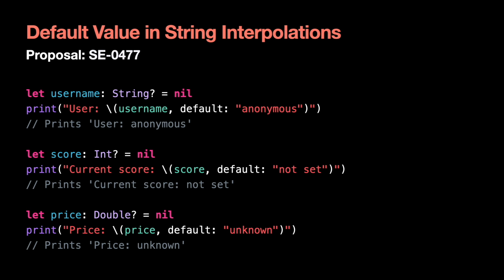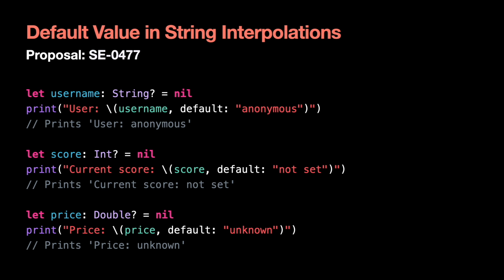In Swift 6.2, we now have a new string interpolation syntax that lets us provide a default value when interpolating an optional. This makes it much easier to handle nil directly inside interpolations without extra boilerplate. What's nice is that this works with any optional type, not just string. For example, we can provide fallback text for integers, doubles, or any other optional value.